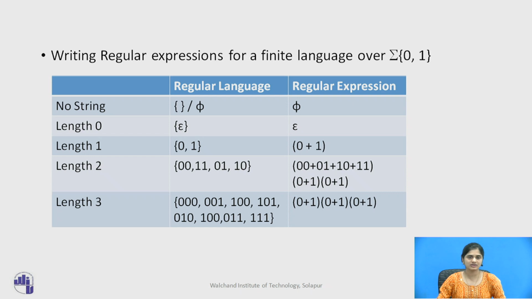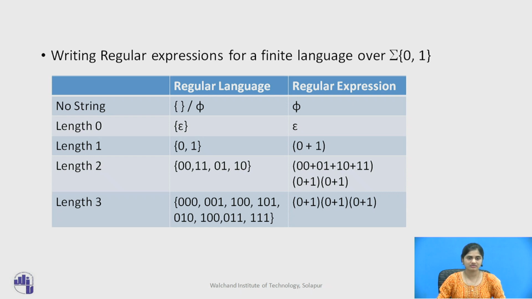Now writing regular expression for a finite language. The rule for writing regular expression for a finite language is that we have to insert the addition symbol in between the strings that are formed for the language. For example, we are given an alphabet with symbols 0 and 1. If no string is there in the regular language, then phi will be the regular expression. If epsilon, that is string with length 0, is there in the language, then epsilon will be the regular expression.